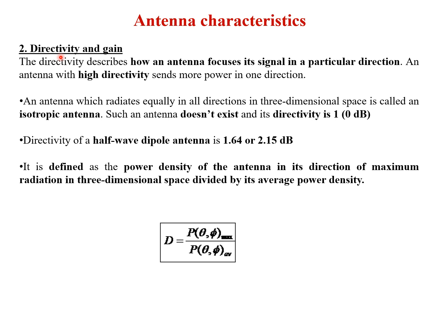The second characteristic is directivity and gain. Directivity describes how an antenna focuses its signal in a particular direction. An antenna with high directivity sends more power in one direction. An antenna which radiates equally in all directions is called an isotropic antenna. Such an antenna doesn't exist, and its directivity is 0 dB, that is 1. The directivity of a half-wave dipole antenna is 1.64 or 2.15 dB. Directivity is defined as the power density of the antenna in its direction of maximum radiation divided by its average power density. So D equals maximum power density by average power density.